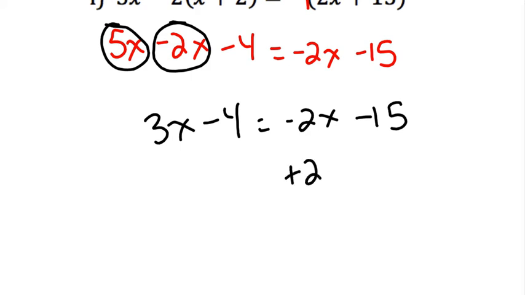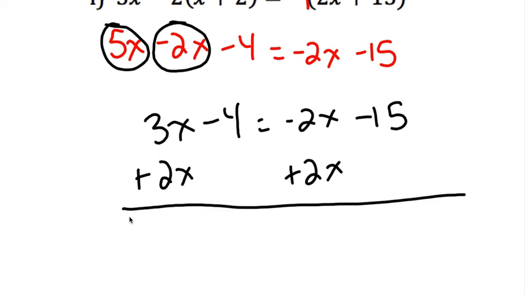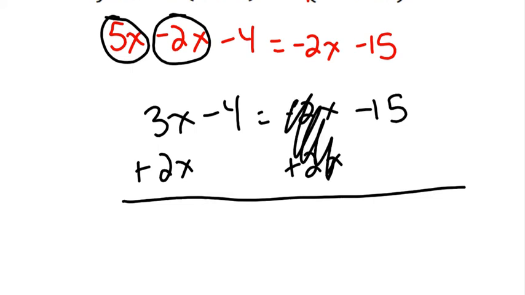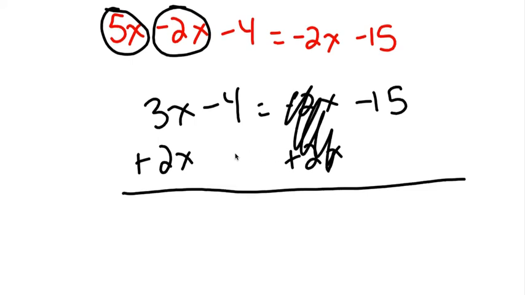I will do the opposite and add 2x to both sides. Add 2x to both sides. Negative 2 plus 2 is 0. They cancel, but look at this. 3x plus 2x. What is that? 5x. So my variables did not cancel out here.